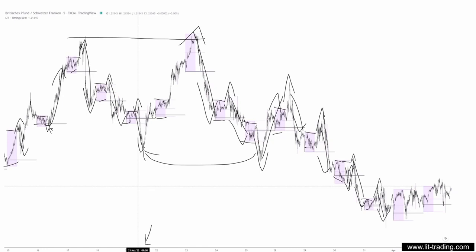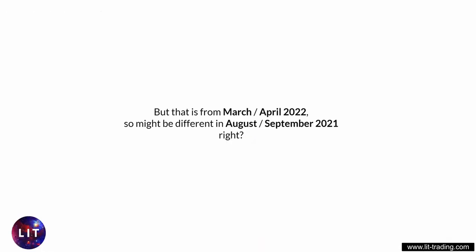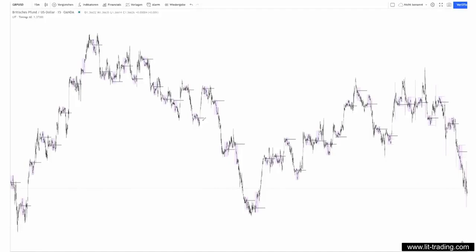It's the same stuff, but guess what? You think like, oh no, that's from March, April 2022. It probably didn't work in August or September 2021, right? So let's take a look. Obviously, you see so many days in a row. Asia range induces low, goes higher, right? Again and again, Asia range induces low, goes higher. Asia range induces high, goes lower. What a surprise. We can continue this all over. Asia range induces high, goes lower. Asia range induces low, goes higher.